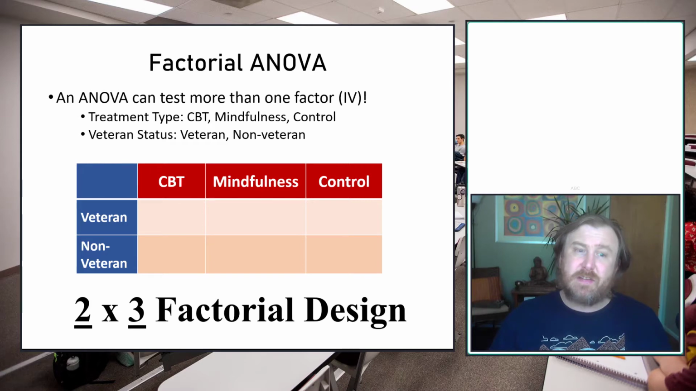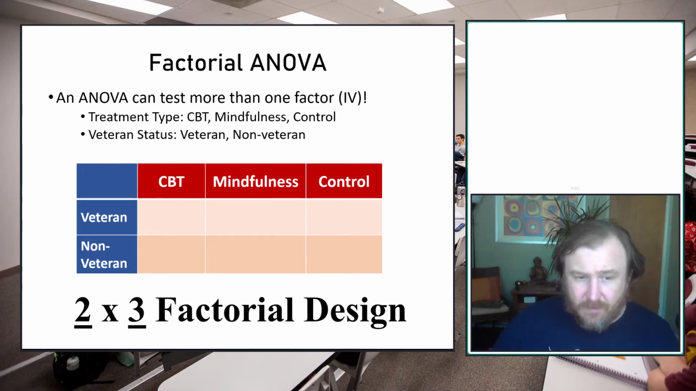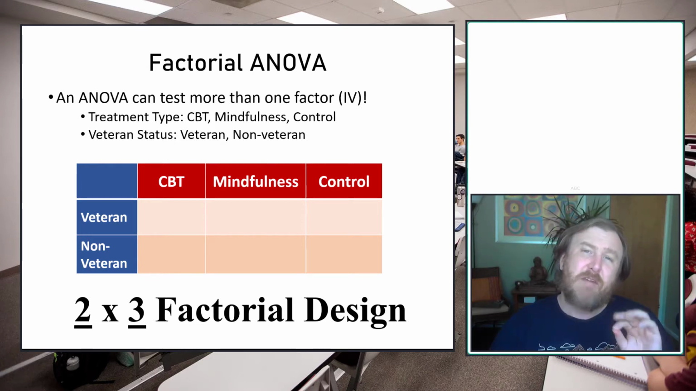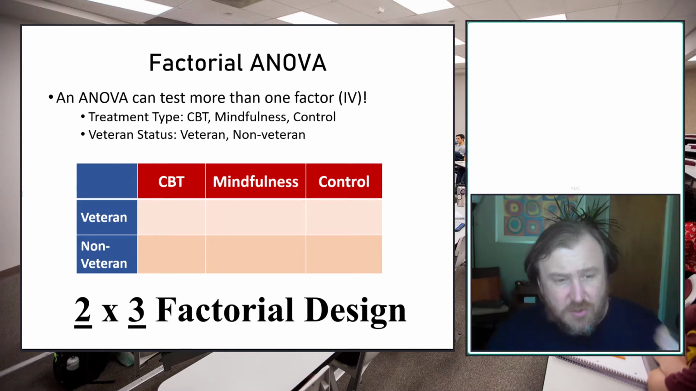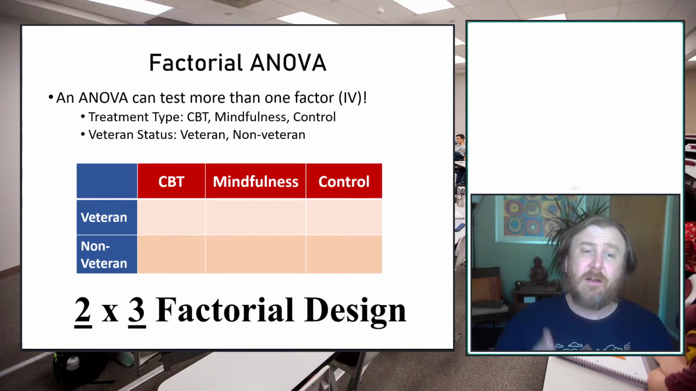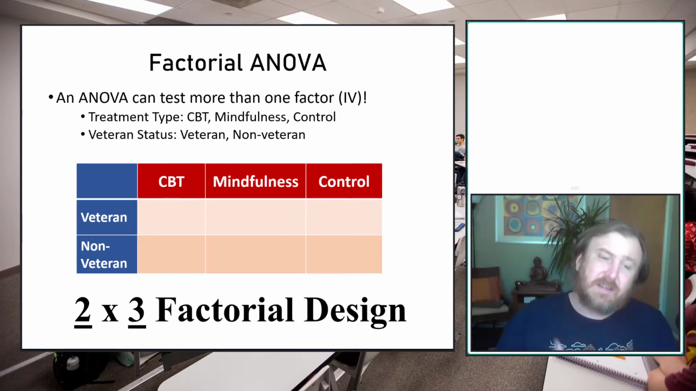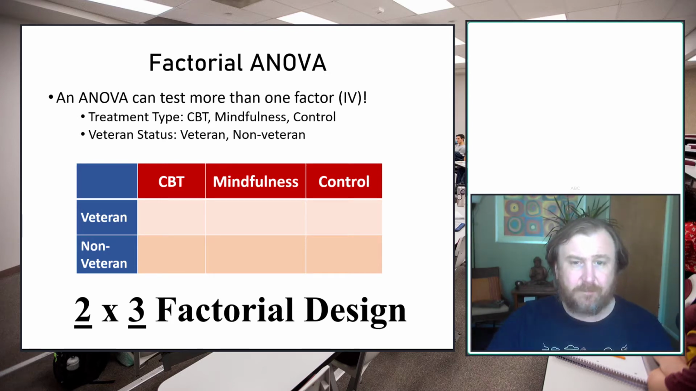And so here, we call this a 2x3 factorial design. So keep in mind the number of numbers that we have in the beginning of titling this test, 2x3. The number of numbers is how many independent variables there are. And the value of those numbers represents how many levels that independent variable contains. So here we have a 2-level factor, veteran, non-veteran, and a 3-level factor, CBT, mindfulness, and control. Thus, this is a 2x3 factorial design. And one thing you can see here is that 2 times 3 is 6, and we have precisely 6 cells in this chart. That's the logic behind why it's a 2x3.